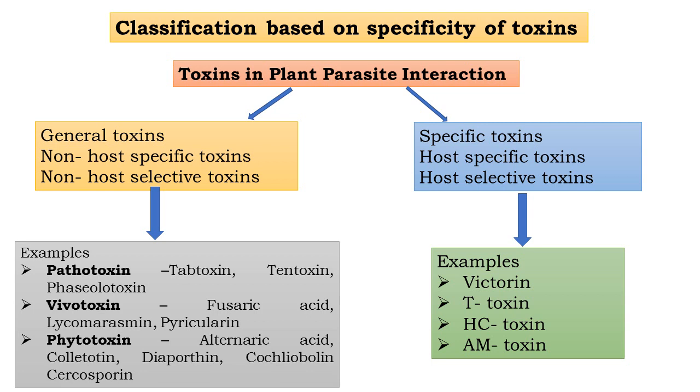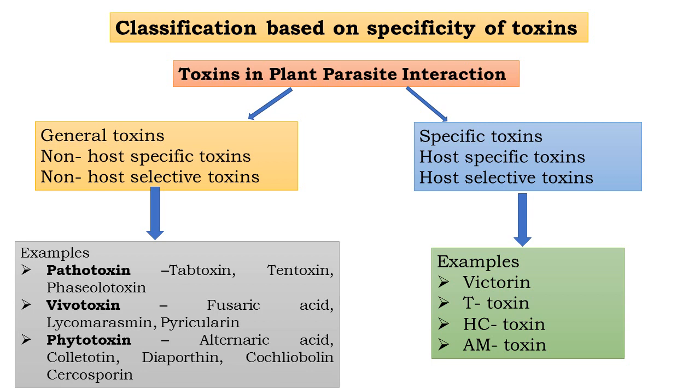So now come to another classification based on the specificity of a toxin. So toxins in plant-parasite interaction we can classify under general toxin, non-host-specific toxin, or we can say non-host-selective toxin, and the other one is the specific toxin, host-specific toxin or host-selective toxin. The selective and non-selective terms were coined by Pringle and Scheffer in 1964.